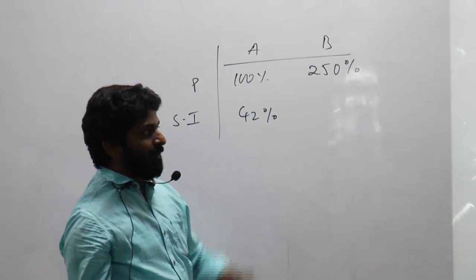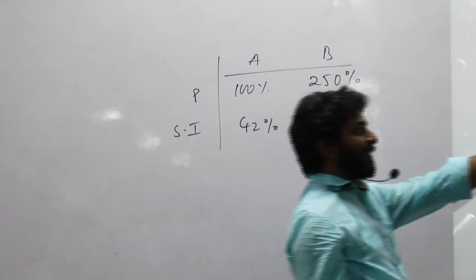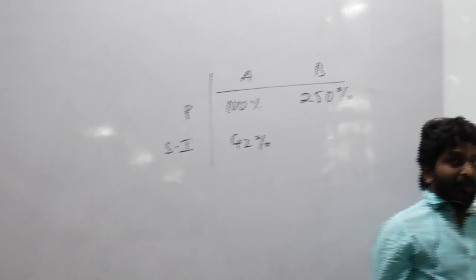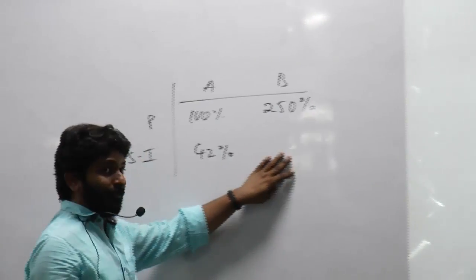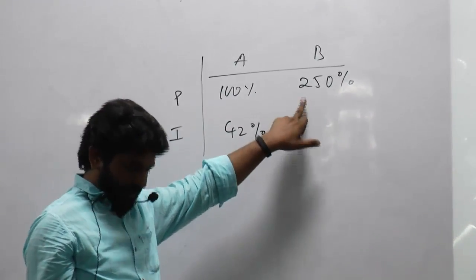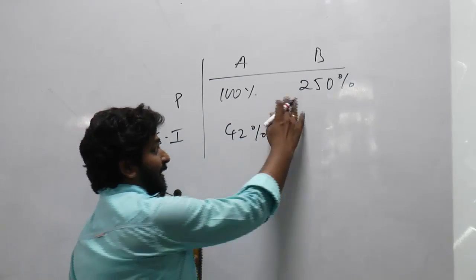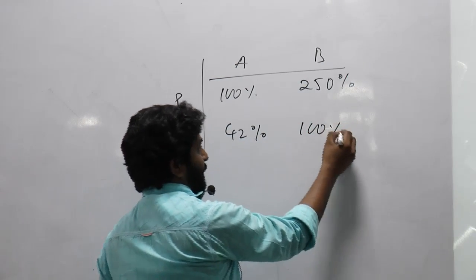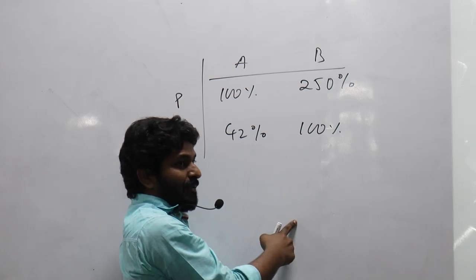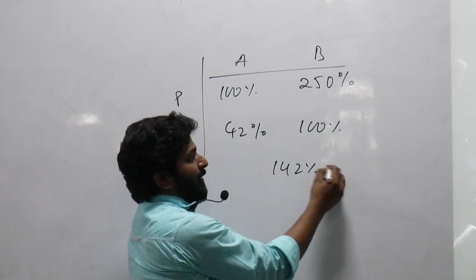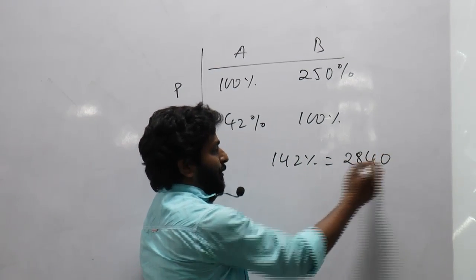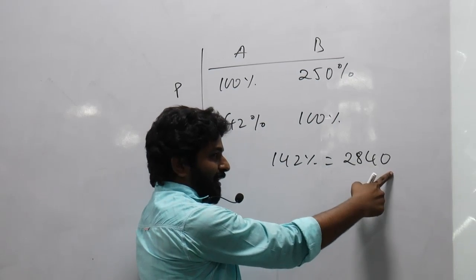And scheme B is given for 5 years at the rate of 8%. So you will get 40%. Can I directly write 40 here, or 40% of 250? 40% of 250, how much is that? 100. So the total interest obtained here is 142%, which is equal to 2840. 142 two times and then one extra zero.